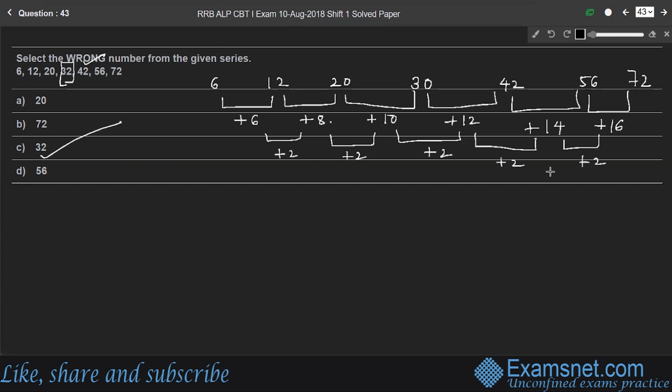Therefore, the wrong number is 32. Instead it should be 30. 30 is the right number. Therefore, option C is the right answer.